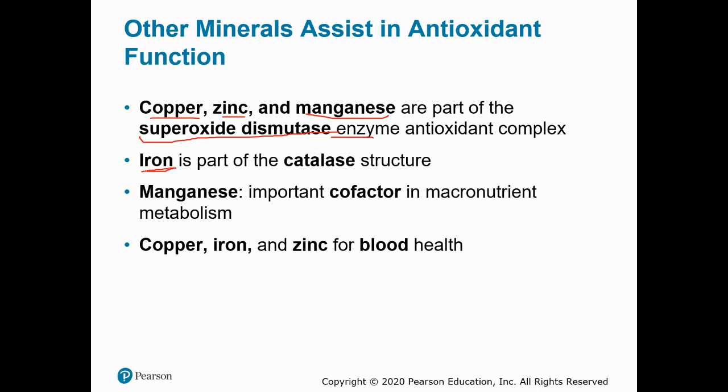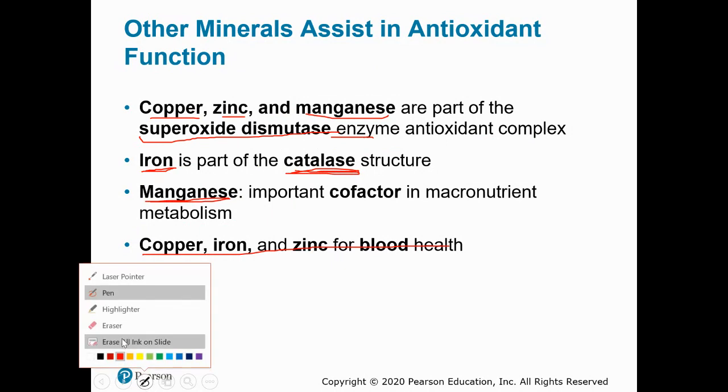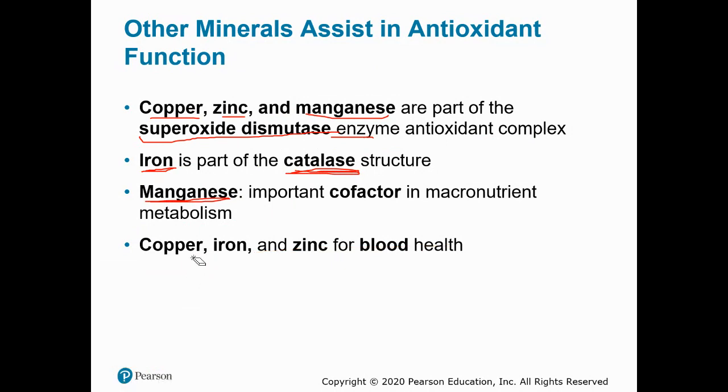And then iron, in addition to heme formation with red blood cells, iron supports the antioxidant enzyme catalase. And then manganese can also support different enzymes in metabolism, and copper, iron, and zinc also support blood health. So that's where we're going to talk about those, in the blood health lecture. And sorry, I didn't mean to make that look like a line through.